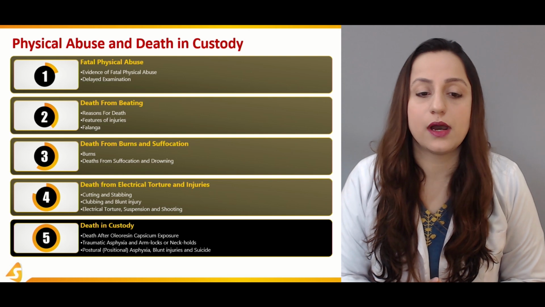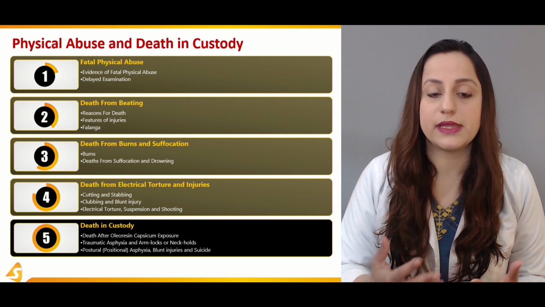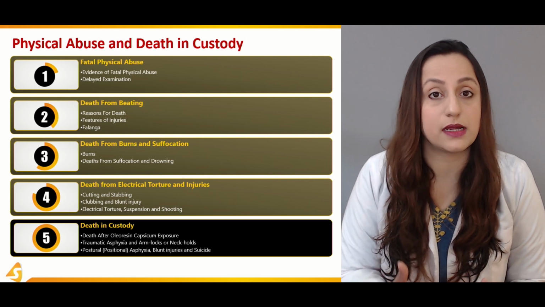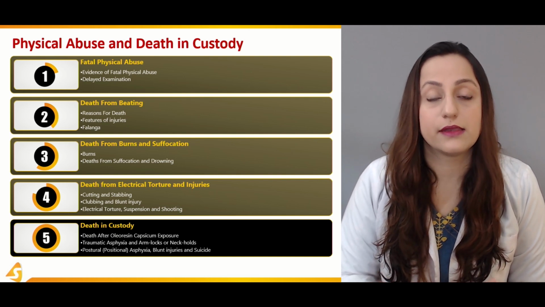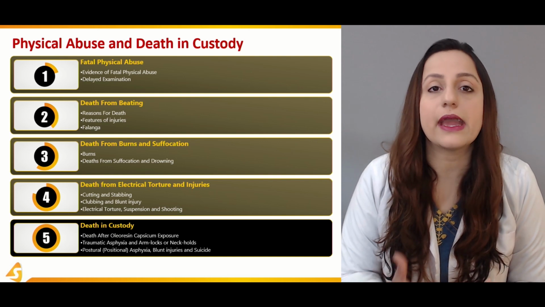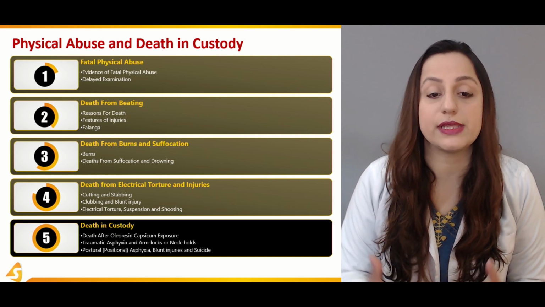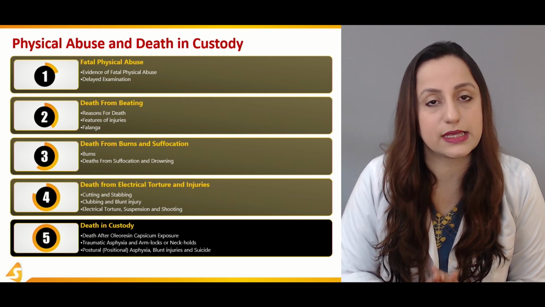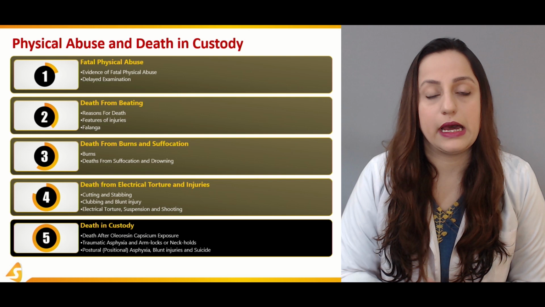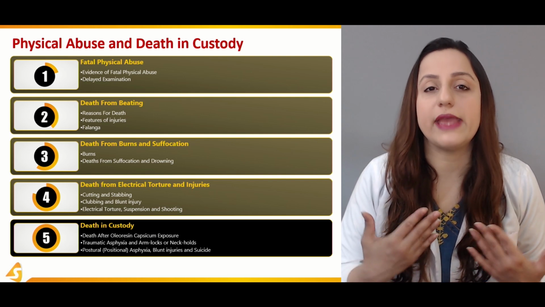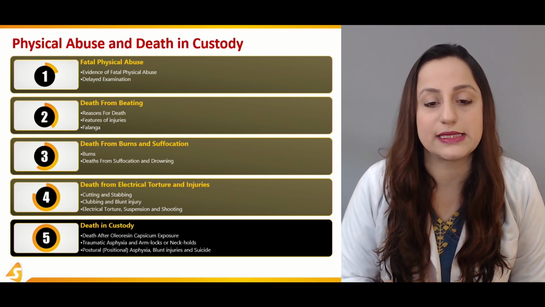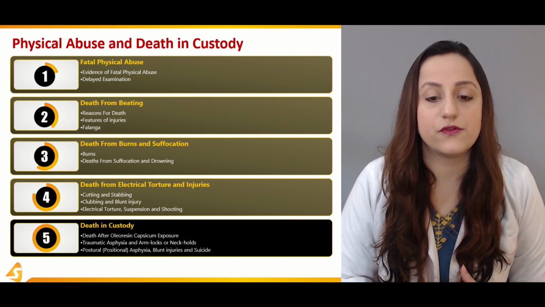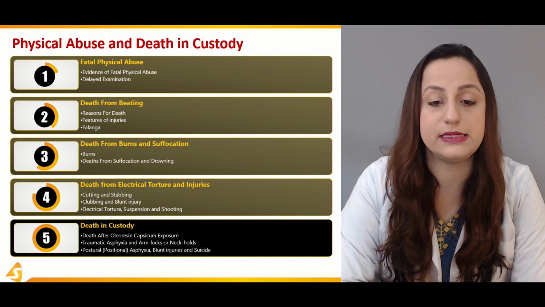Then we are going to discuss traumatic asphyxia, the arm locks that are common practice in a lot of torture cells, and then neck holds. It is one of the asphyxiating conditions that can also result in deaths in custody. Then we have positional asphyxia, which is again very common. Basically, the bend of the elbows is used, and blunt injuries and suicides are again very common in deaths in custody.